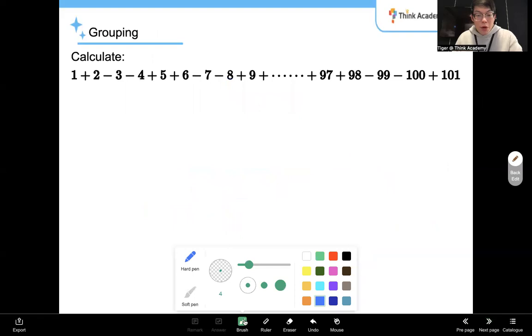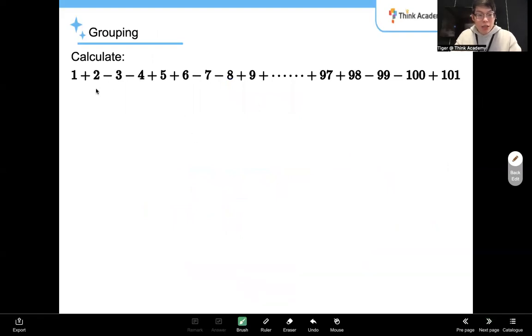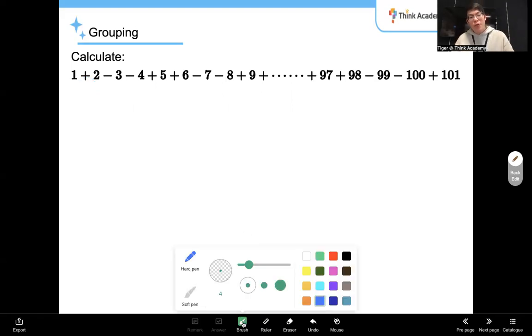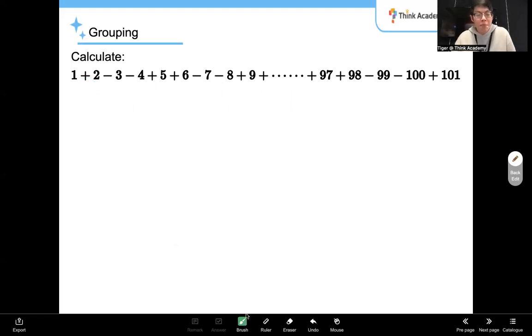Okay, so if you can just take a look at this question, try to observe how the signs are changing, all right? So we have 1 adding 2, subtracting 3, subtracting 4, adding 5, adding 6, subtracting 7, subtracting 8, adding 9, and so on. So if you just look at it carefully, how many operations do you think is a pattern?